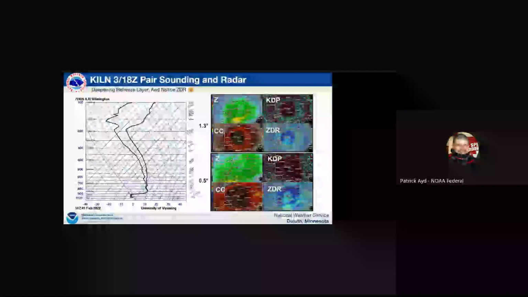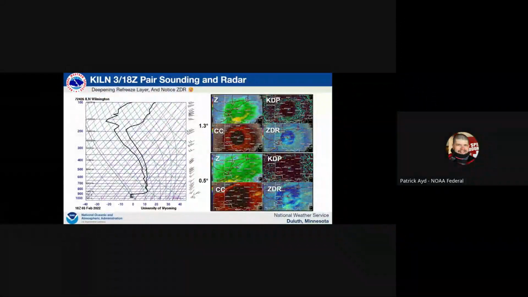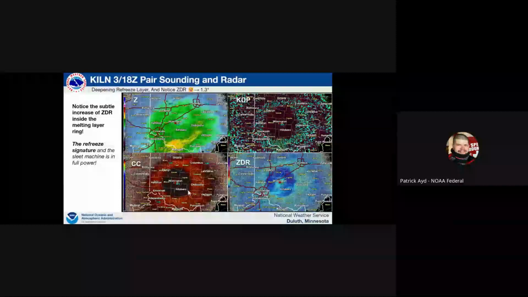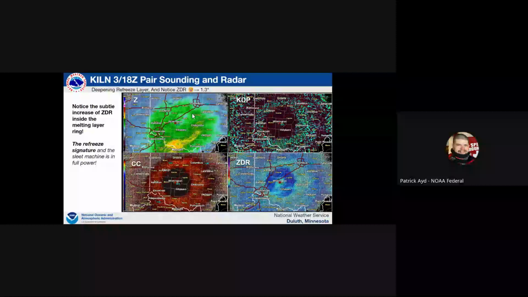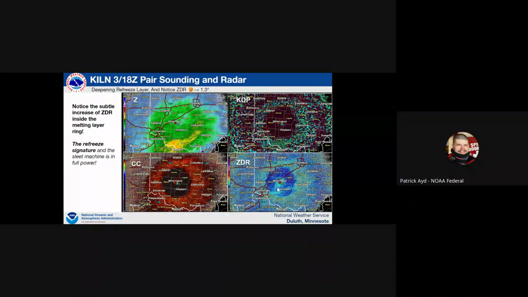And then we have this kind of blossoming, relatively, of ZDR as we're getting closer to the ground. So that might be the refreeze layer. So let's take a deeper dive into that. Again, aloft, we can see our melting layer in CC and ZDR and KDP, and for the most part in reflectivity. But we're also starting to see that ZDR pick back up again closer to the RDA near Wilmington.